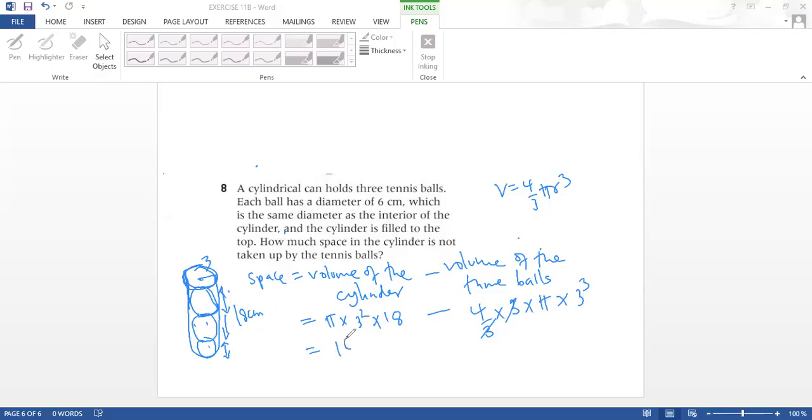So 18 times 9 is 162 pi, minus this is 27 times 4. 27 times 4 is 108 pi. Let me just confirm that. 27 by 4, yeah, 108. Subtract these two and you'll get your answer as 54 pi. To 3 significant figures, that should be 170 cubic centimeters. So that is exercise 11B. Tune yourself up for the next exercise.